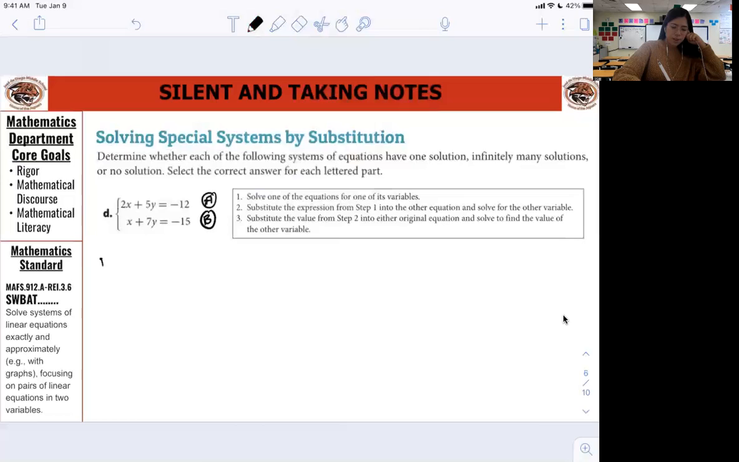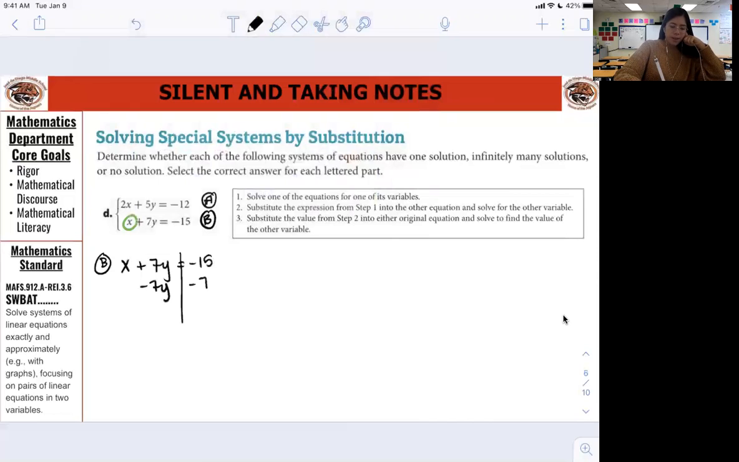So here we go. We start off with B. Which variable is going to be alone? X. X is all alone already. It's a little bit easier. So what do I do to get it alone? We need to subtract 7y. Good. Subtract that 7y. Nice job, everyone who said that.